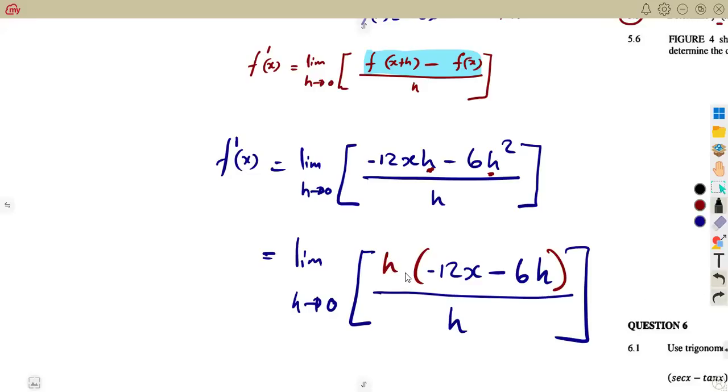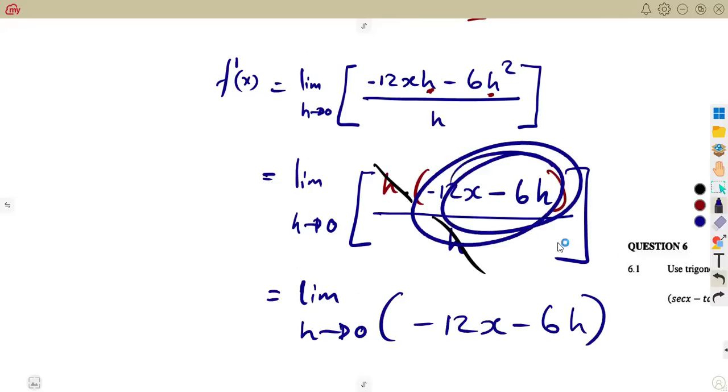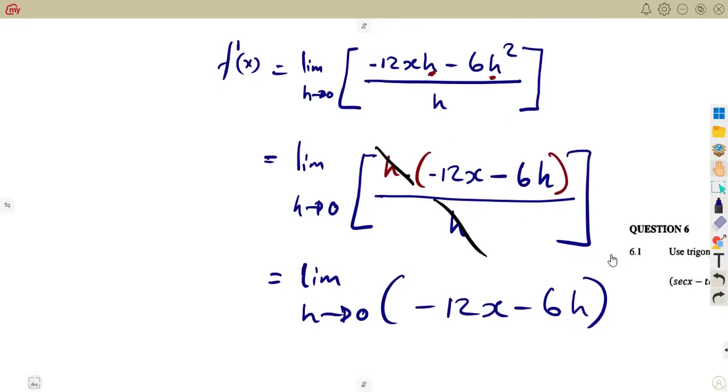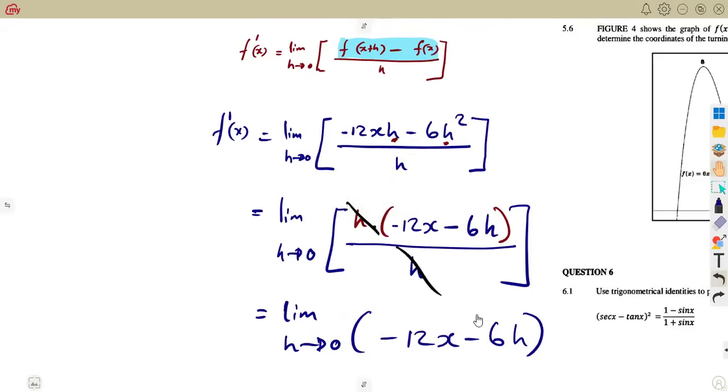Remember, it's under a product, so you can cancel these two. So thus, we can use our limits. Remember, we are saying the limit of h must be 0. So wherever we see the h, put a 0. Those are the limits, put a 0 there.